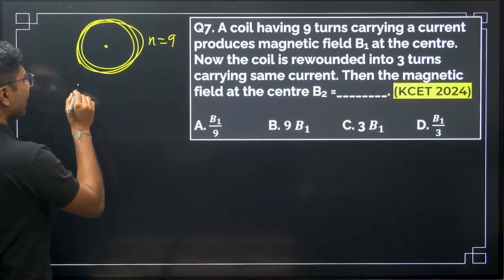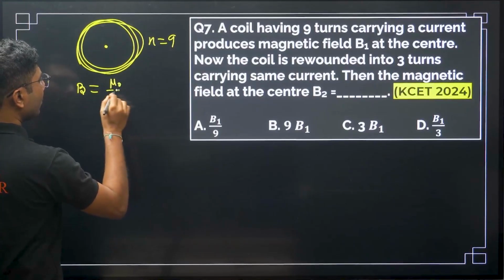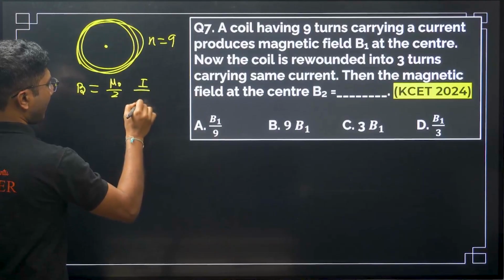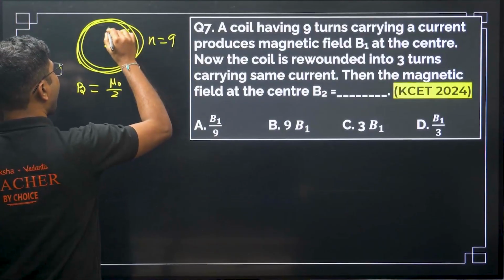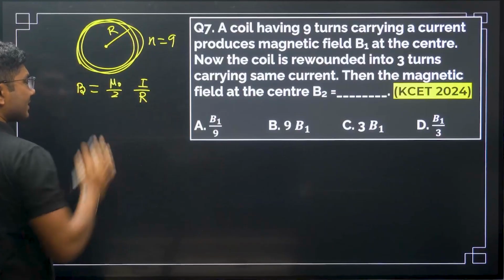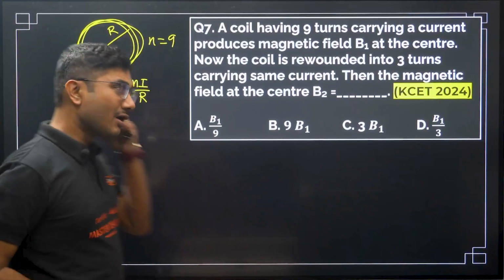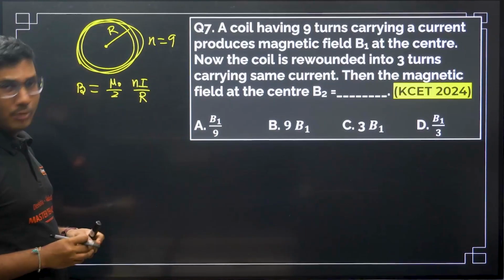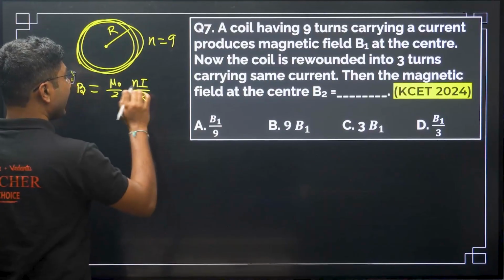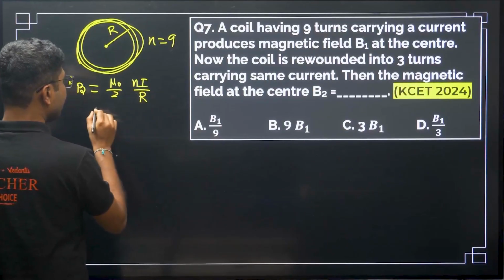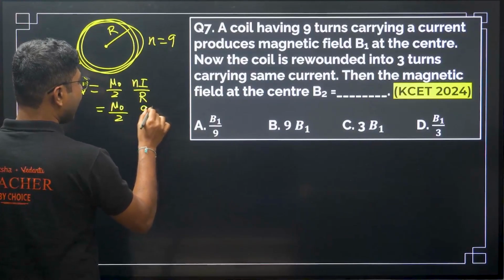The magnetic field at the center of a coil is given by B equals mu naught by 2 I by R. So this is the basic formula, where this is the radius, suppose. Now here it will be N I. Why N I? Because the number of turns is important. More number of turns means more current. So N I is the value. So here it will be mu naught by 2, 9I by R.